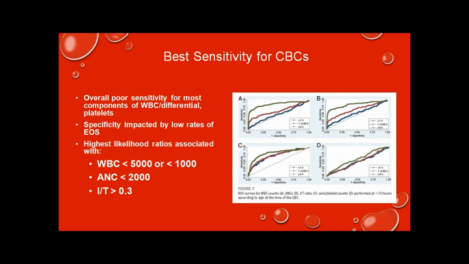with over 67,000 newborns. There's a poor sensitivity for white blood cell differential and platelets. You can see the highest likelihood ratios associated with a white count that's really low, less than 5, an ANC less than 2,000, and I to T greater than 0.3. And so the sensitivity that we noticed from this study improves when those labs are drawn after 4 hours of age. And we'll discuss some changes that we made in the NICU.